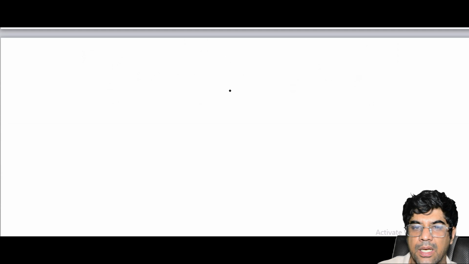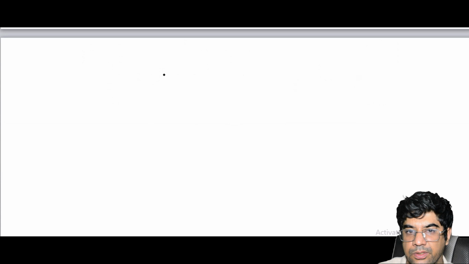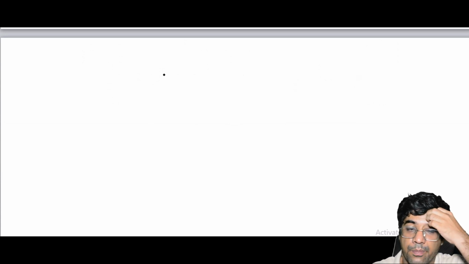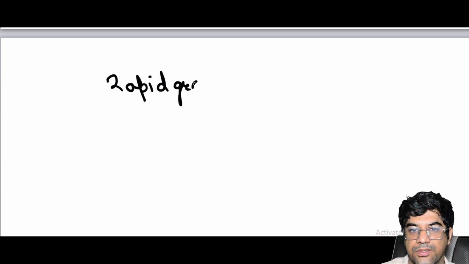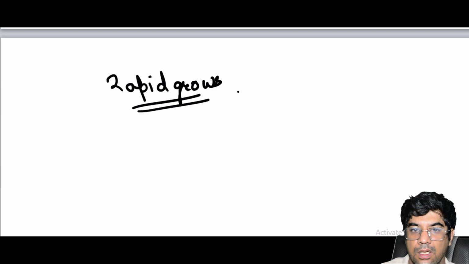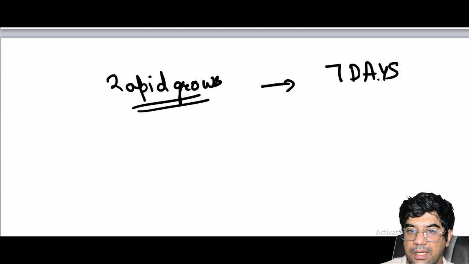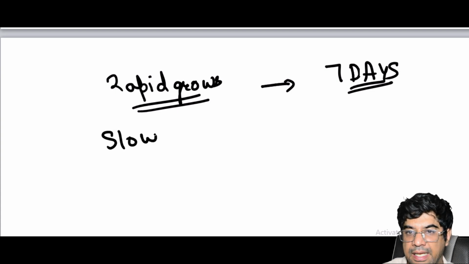Now, the atypical mycobacteria are different from the M. tuberculosis. So they are classified based on how they grow. They can be divided into rapid growers or the slow growers. The rapid growers grow within 7 days. Examples are M. chelonae, M. fortuitum. Whereas the slow growers take around 2 to 3 weeks to grow.